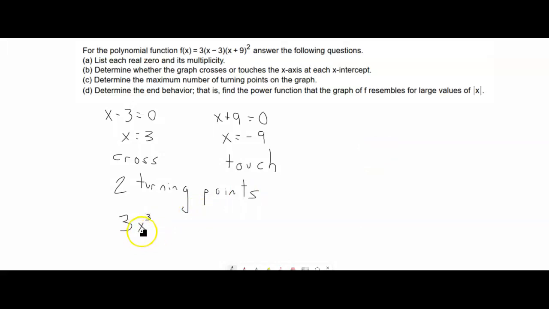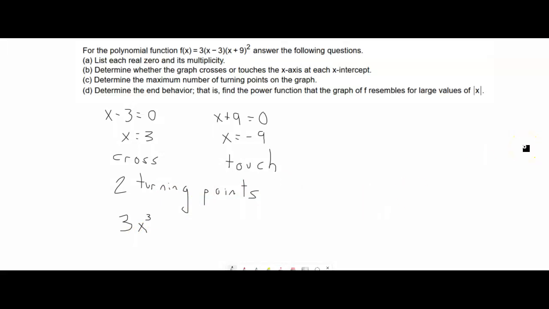So what's going to happen when we put large positive values into x? Well, cubing it is just going to give us an even larger positive real number, and multiplying by 3 is just going to give us even a larger one. So as x gets larger and larger, as the graph goes farther and farther to the right, the y values are getting much, much higher.